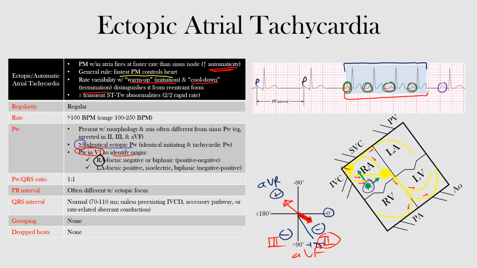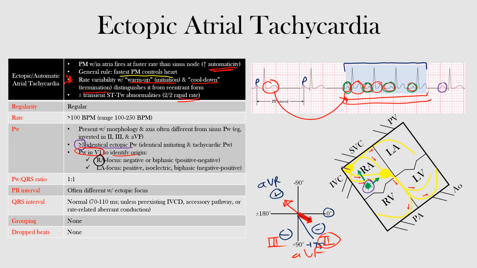Now, one of the differentiating factors we said from a reentrant form was this rate variability. We have this warm-up initiation, so the rate slowly warms up and gets faster, and then this cool down termination, meaning the rate slows down, okay, and settles. You can't really see that here, and oftentimes you need a longer rhythm strip to see it. Now, one other thing to note is we can see transient ST and T wave abnormalities, so in this region here, in that tachycardic area, and that's because of this rapid rate. That's why we'll see that.